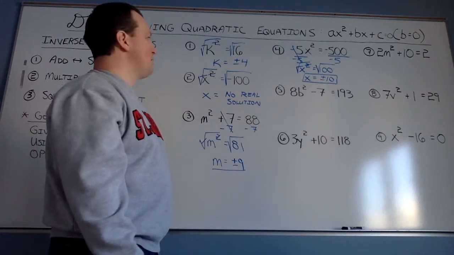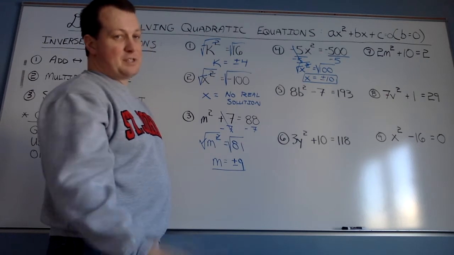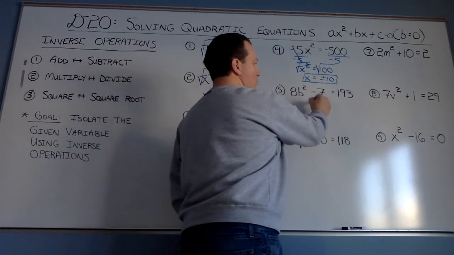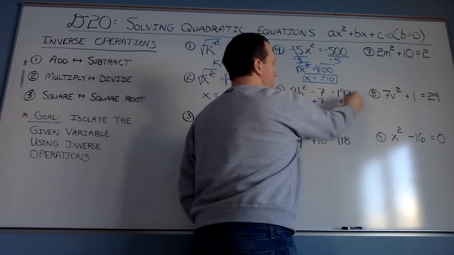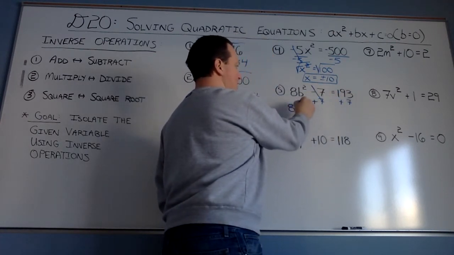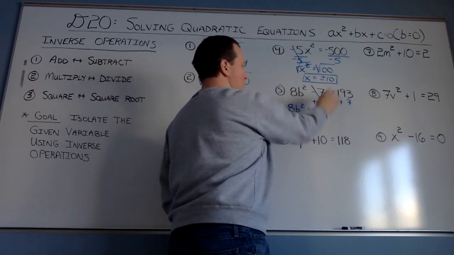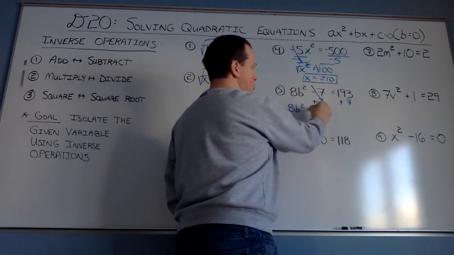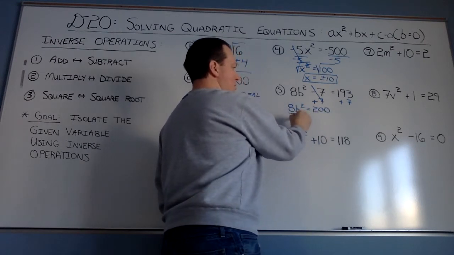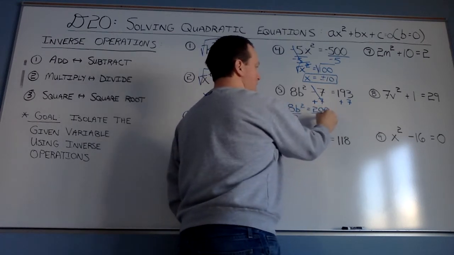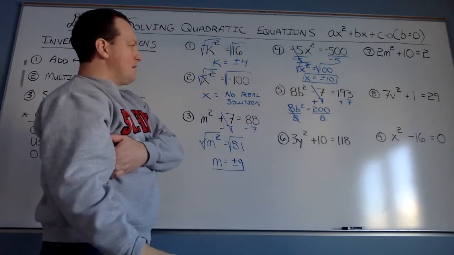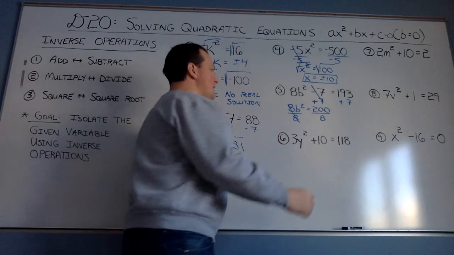Similar with example 5 here, we just have one added step. We need to get the 8b squared alone first by adding 7 to both sides. So I'll have 8b squared equals 193 plus 7 is 200. I'll get the b squared alone, undo multiplying by 8 with dividing both sides by 8. I'll be left with b squared equals 25.